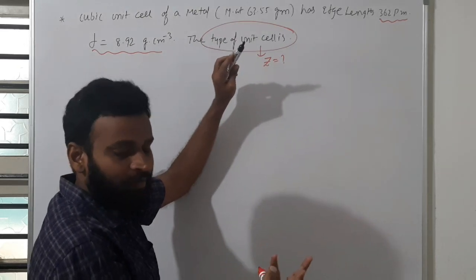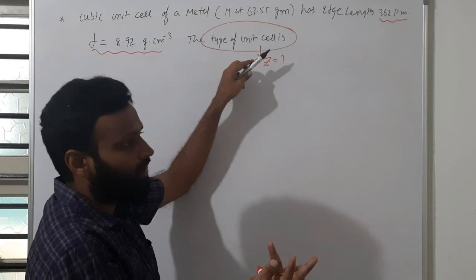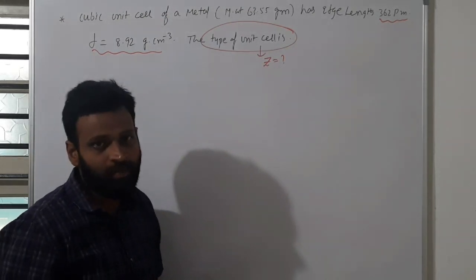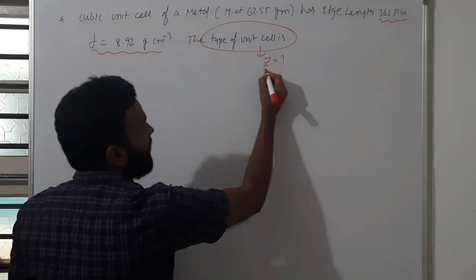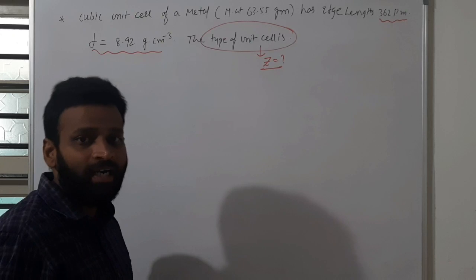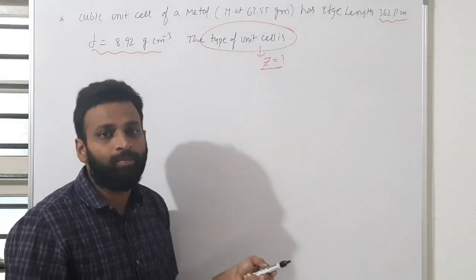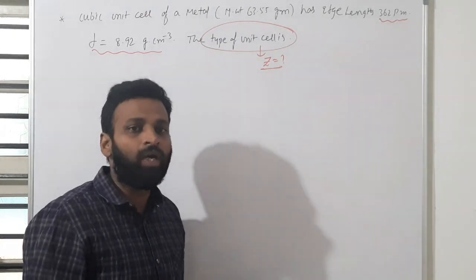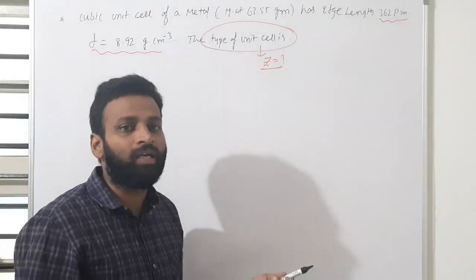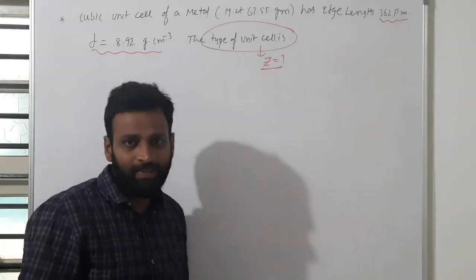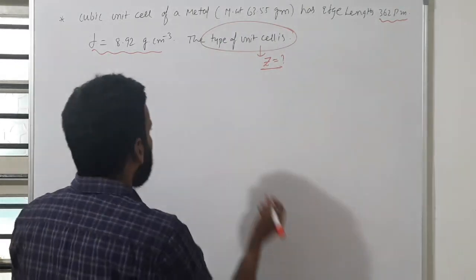It can be primitive, face center, or body center. I cannot say what the type of unit cell is. So for that, what I have to find is Z, the effective number of atoms. If I find that, I can come to know what type of unit cell it is. If I am getting Z as 2, it is body center. If I am getting 1, it is simple cubic. If I am getting Z as 4, it is FCC. So what will Z be?